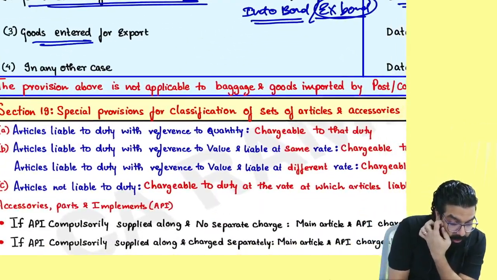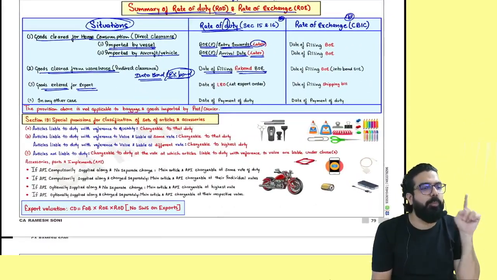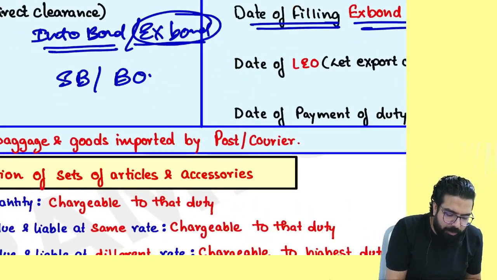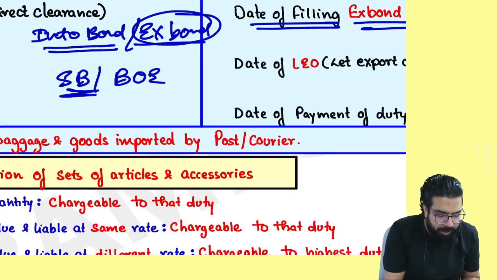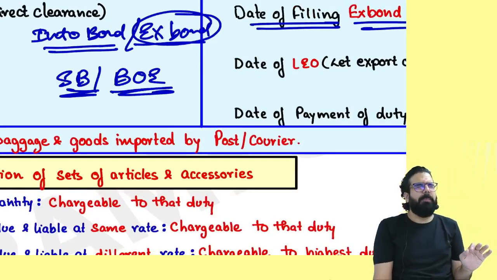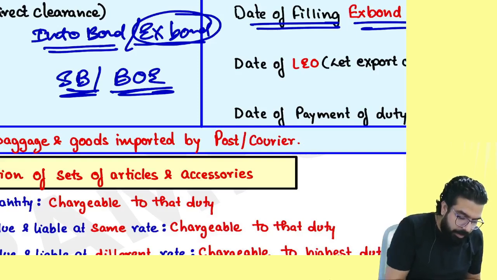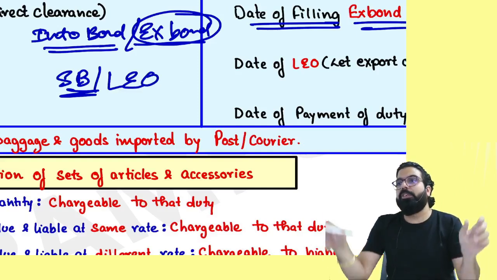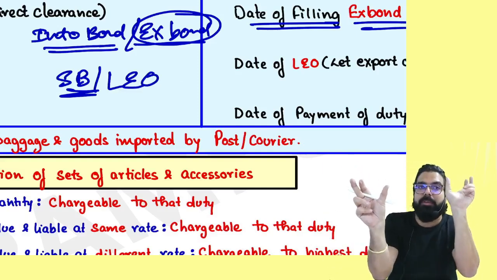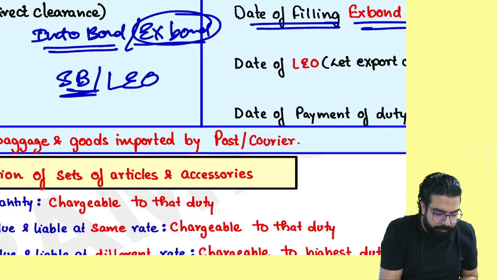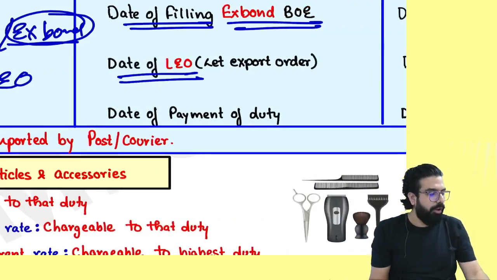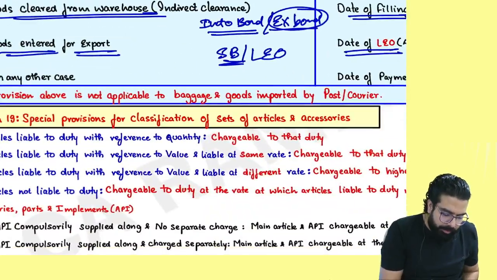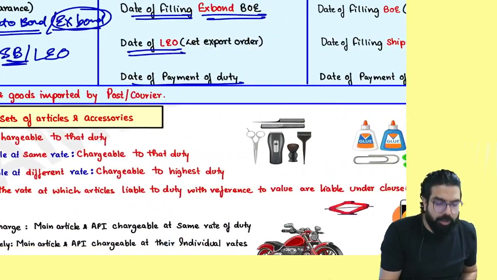Next. Goods entered for export. When you export the goods, first you will file your shipping bill. Then the officer will give you the let export order. Which one will be later? Shipping bill or let export order? First you will file shipping bill, then he will give you let export order, which is later. So you always have to take the date of let export order. Any other case, the date of payment of duty.